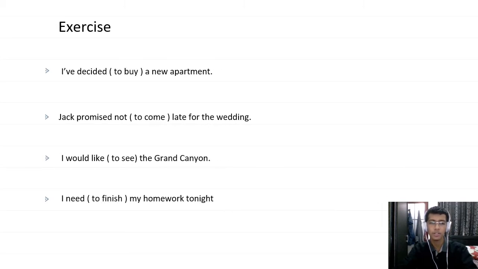to buy. So the sentence becomes I've decided to buy a new apartment. The second one is to come. So Jack promised not to come late for the wedding. The third one is to see. So I would like to see the Grand Canyon. And the fourth one is to finish. So I need to finish my homework tonight.